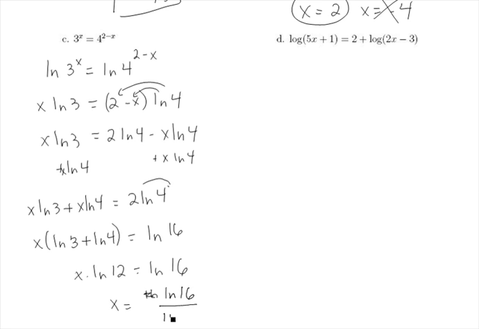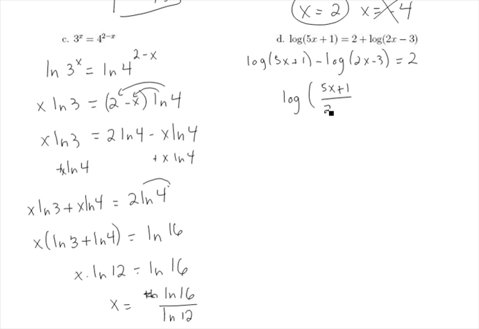On part D, we don't have the logs on the same side of the equation, so that's going to be our very first step. We're going to bring the log of 2x minus 3 to the left-hand side and write this in terms of one log. So now, because we're subtracting, that means it's going to be the inside of the first log divided by the inside of the second log equals 2.